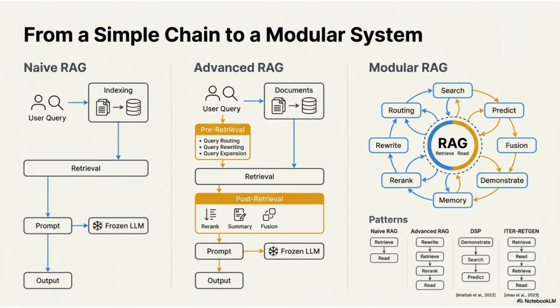We move from naive RAG to advanced and modular RAG systems. Advanced RAG adds pre-retrieval steps, like query rewriting, and post-retrieval steps, like re-ranking. Modular RAG uses an iterative cycle with components like search, routing, and memory.